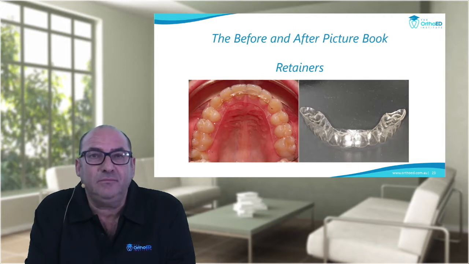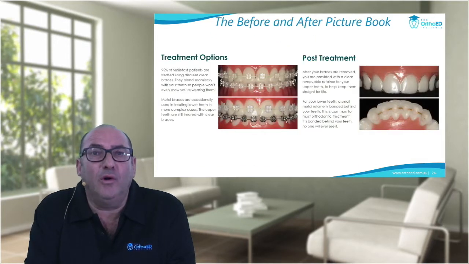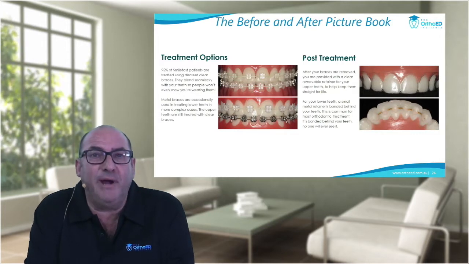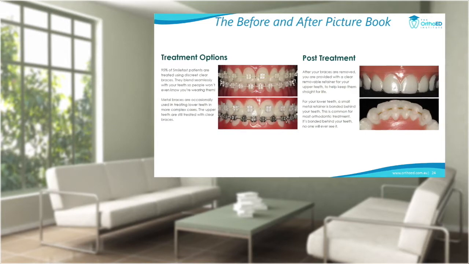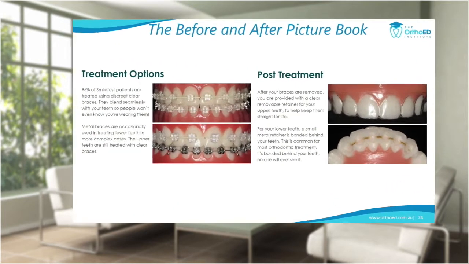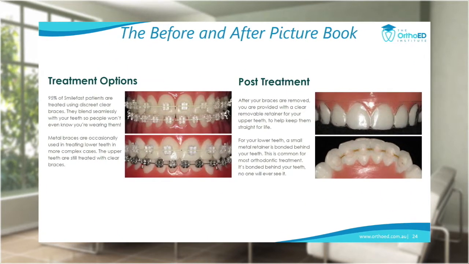So we talk about the different treatment options in there, with the retainers, with the type of braces they can have, the clear brackets, the metal brackets, etc., etc. So we're going to be developing a whole before and after book that will be even more relevant to OrthoED, but realistically, we probably won't have that done till the end of the year, but we will provide everybody in the OrthoED program with a copy of that generic before and after book.